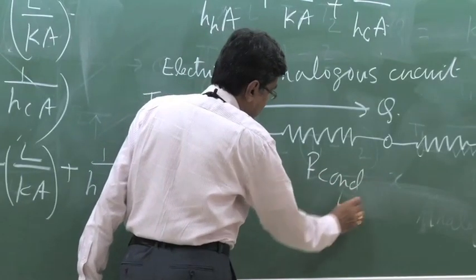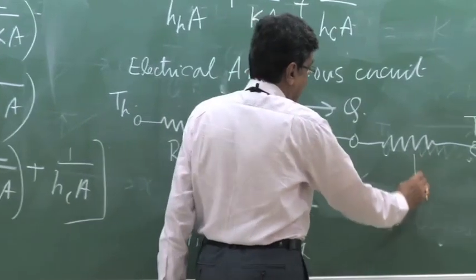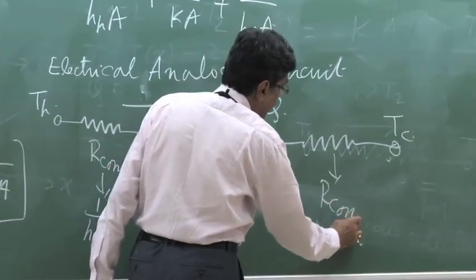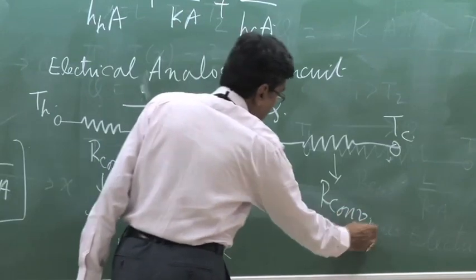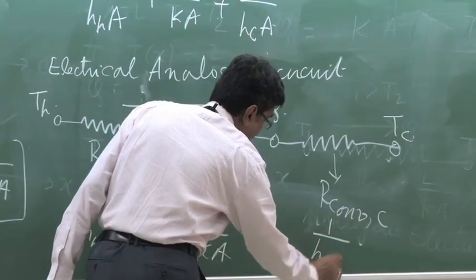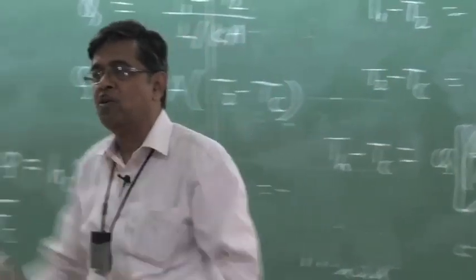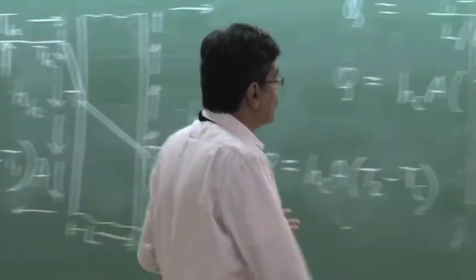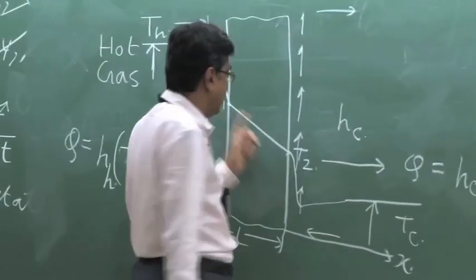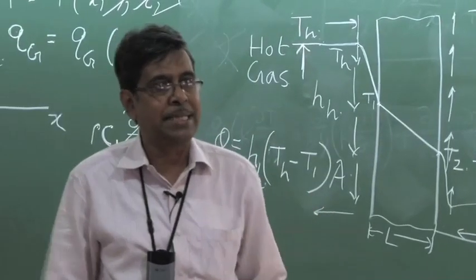Similarly, as I already told, the conduction resistance is L by Ka, and here is again a convection resistance. Here we can write R convection hot side and R convection cold side, which is 1 by HCA. Therefore, the sum of the resistances will be in the denominator and in the numerator is the overall potential drop. And if we know each resistance component, you can find out the intermediate potential or the temperature. These are the most simple cases.